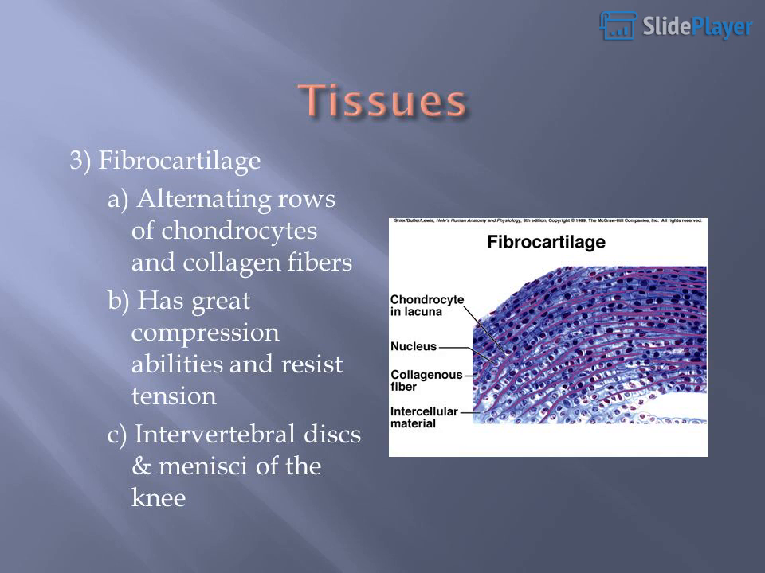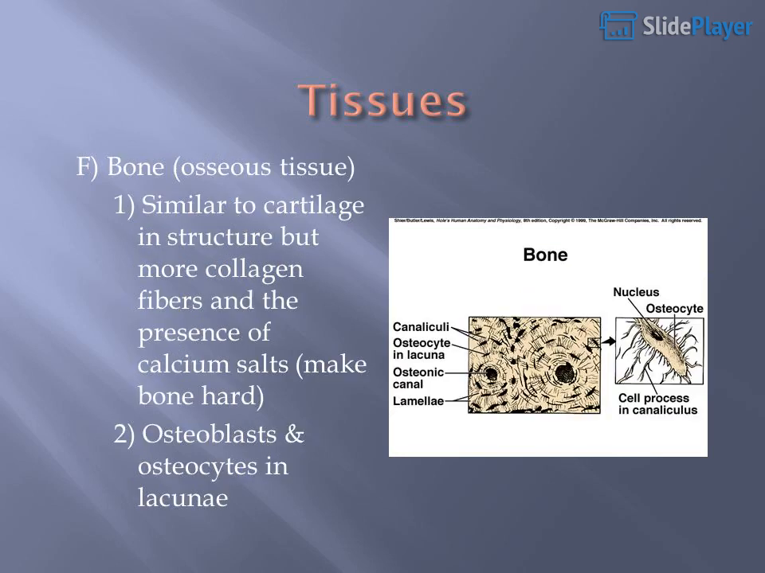3. Fibrocartilage. A. Alternating rows of chondrocytes and collagen fibers. B. Has great compression abilities and resists tension. C. Intervertebral discs and menisci of the knee. F. Bone, osseous tissue. 1. Similar to cartilage in structure but more collagen fibers and the presence of calcium salts make bone hard. 2. Osteoblasts and osteocytes in lacunae.